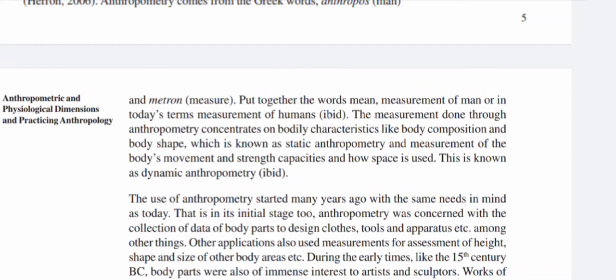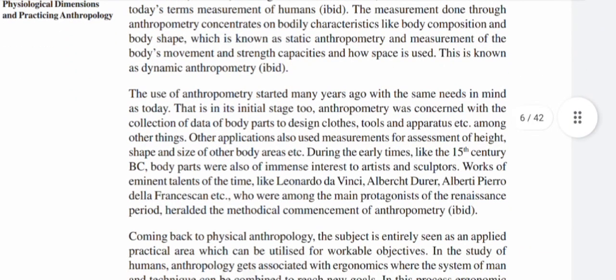The use of anthropometry started many years ago with the same needs in mind as today. In its initial stage too, anthropometry was concerned with the collection of data of body parts to design clothes, tools, and apparatus, among other things. Other applications also use measurements for assessment of height, shape, and size of other bodily areas, etc. During the early times, like the 15th century BC, body parts were also of immense interest to artists and sculptors.